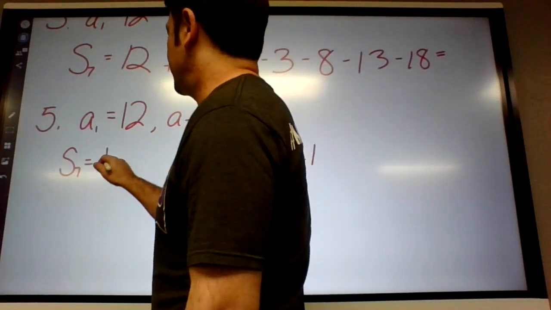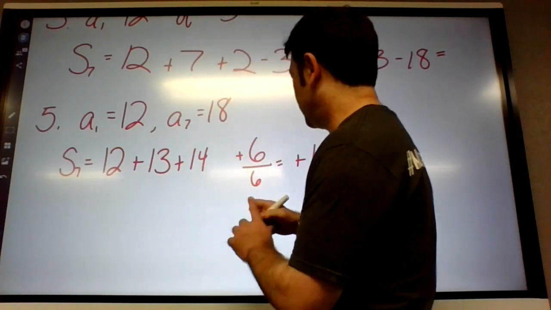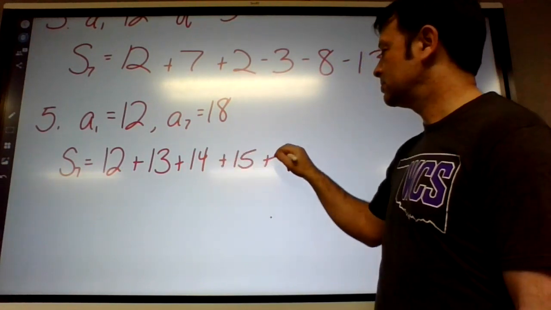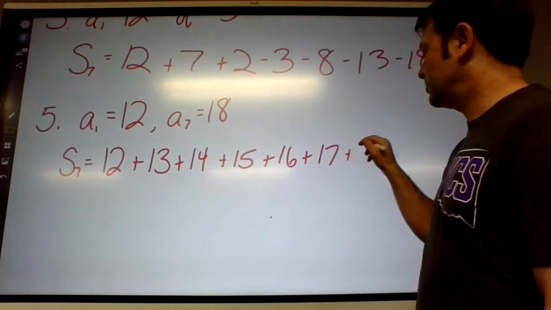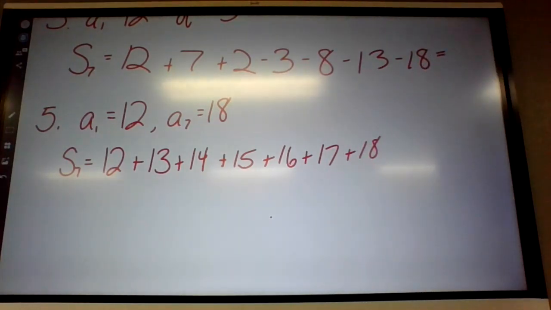So if the first term is 12, the next term would be 13, 14, all the way to 18. And those would be the 7 terms that you have to add together. It'd be 30 times 3.5, 90, 105? Yep.